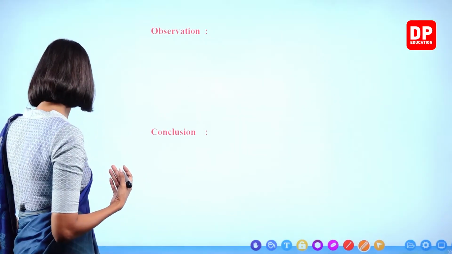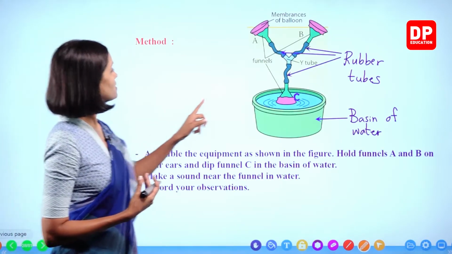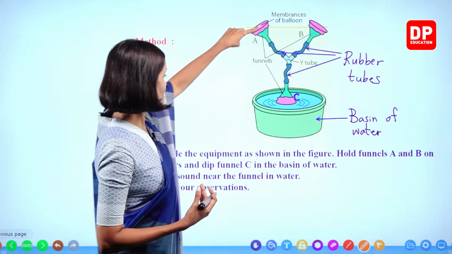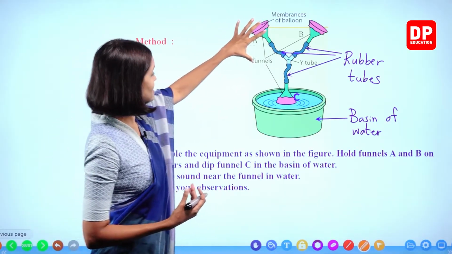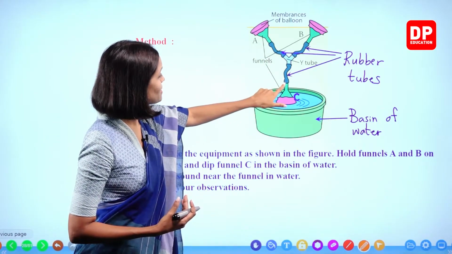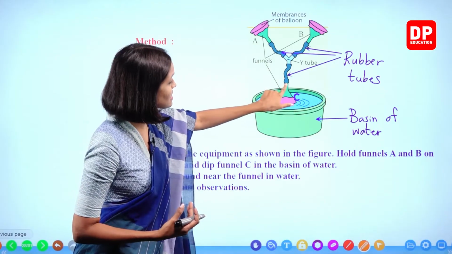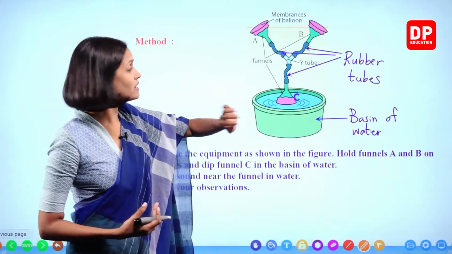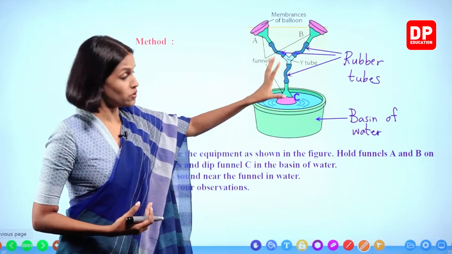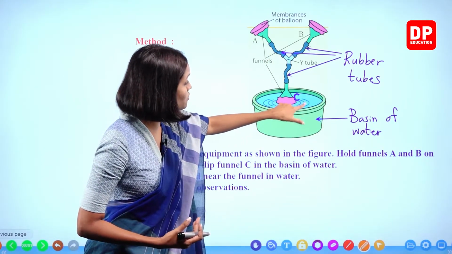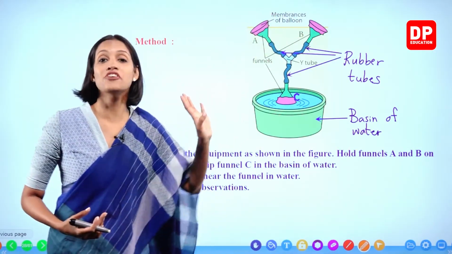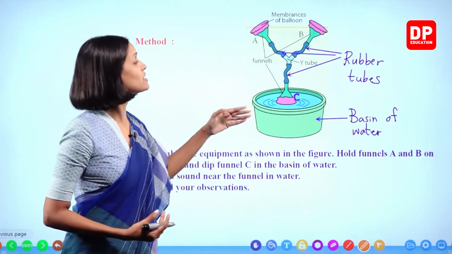So what was the observation? What we did was we made the setup like this and we held A and B funnels on our ears, and then what happened? We immersed this funnel C in water and we made a small sound in water, right? So I could actually observe that I could hear the sound made here very, very clearly through these A and B funnels, right? So what is the conclusion?